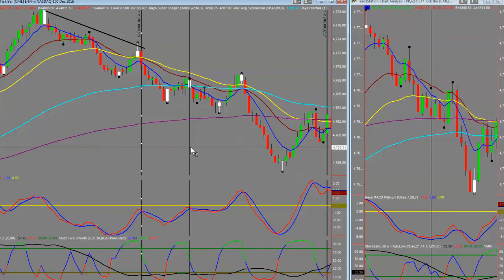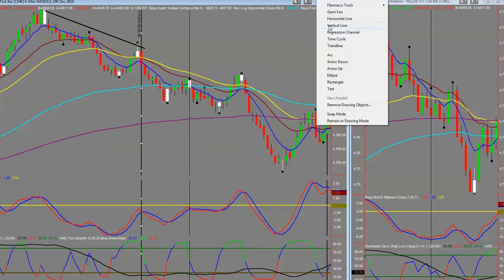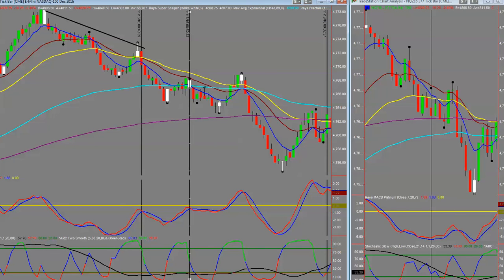Now the next T2 setup we have is right here. So we can see here we're still oversold, the short terms have come up, rolled over, my entry is on the close of that candle, and away we go.